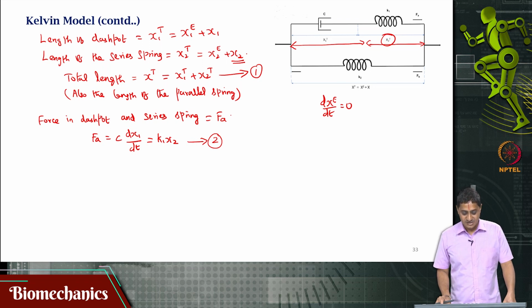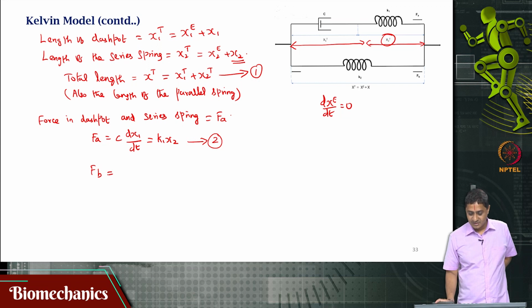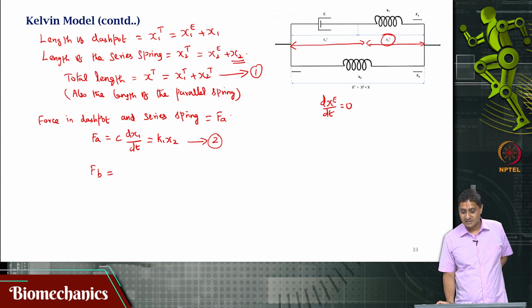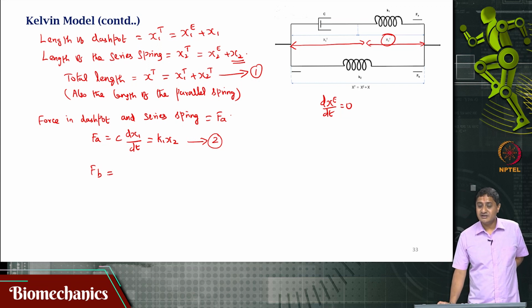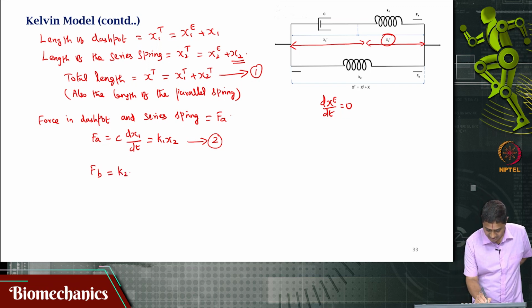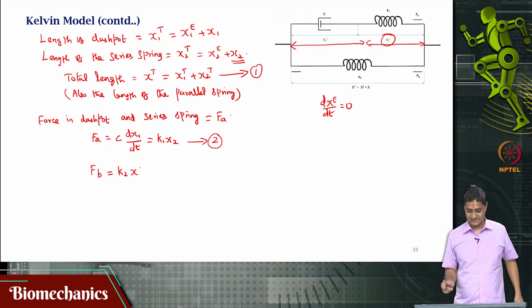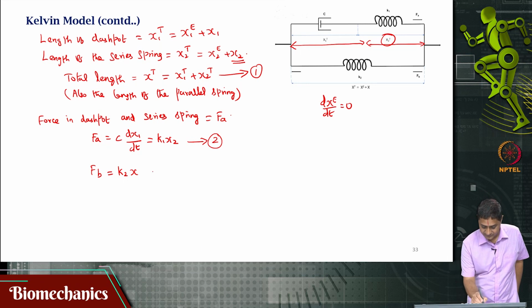So, that is some other force Fb, and what is it? That is dependent on the parallel spring constant K2 and the deformation x. That is K2 x, not x2, K2 x, because that is the total length.